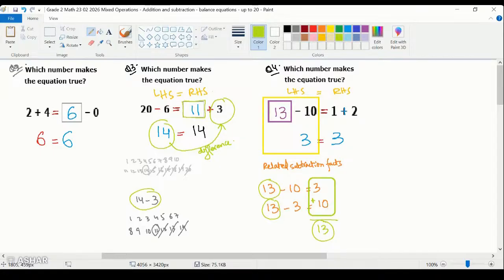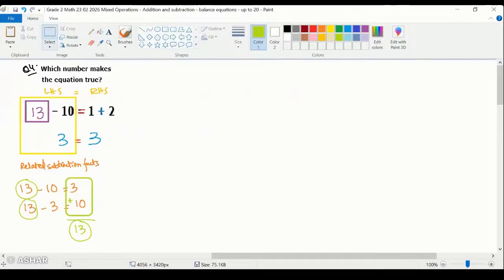13 minus 10 would be equal to 3. So that is the value in the box we had to find. Okay. Thank you. Let's move ahead. Any questions up till now? If there is any question, let me know. I'll just re-explain the question. That's not a problem. Okay.